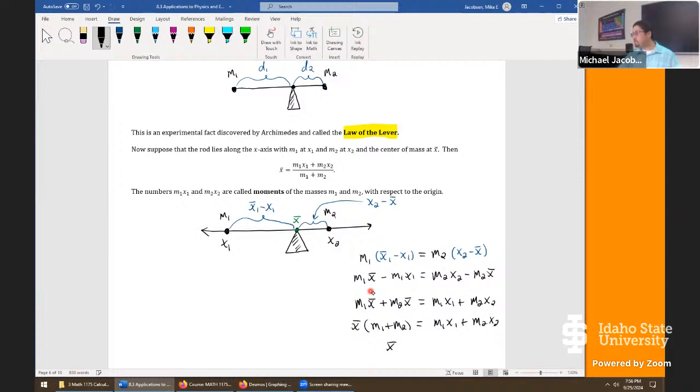Finally, divide. x bar is going to be equal to mass 1 times x1 plus mass 2 times x2, divided by the total mass of the system, mass 1 plus mass 2. Double checking, yes, that's the same formula that we got here. So this is essentially just the law of the lever with an x-axis thrown in, using these quantities, x bar, to describe the location of the fulcrum.